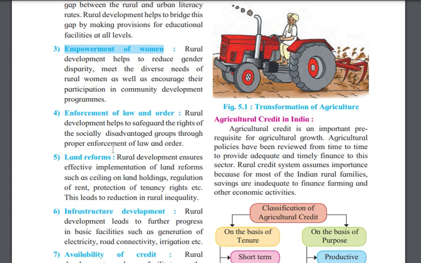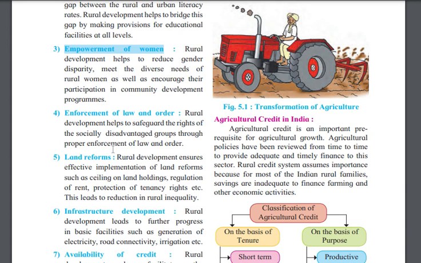Okay, the fifth one is land reforms. Land means what? Jamin. Reforming, the reformation. Already something is formed, but we are reforming, changing it. Rural development ensures effective implementation of land reform. Rural development keeps focusing on the land, considering the ceiling of land holdings, regulation of the land, protection of tenancy rights, etc. This leads to the reduction of inequality.